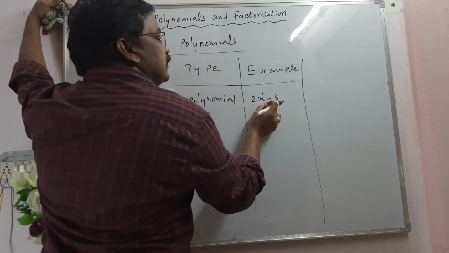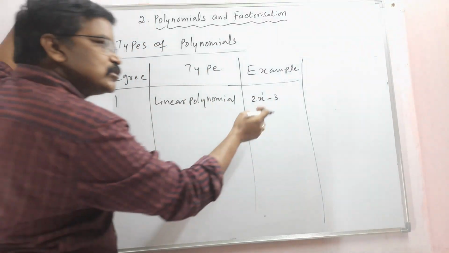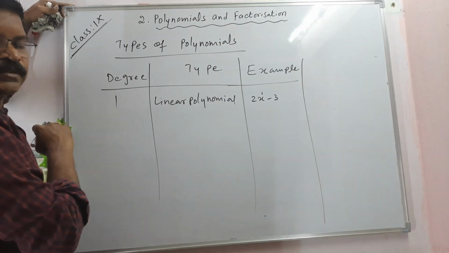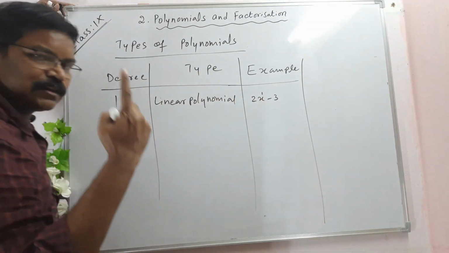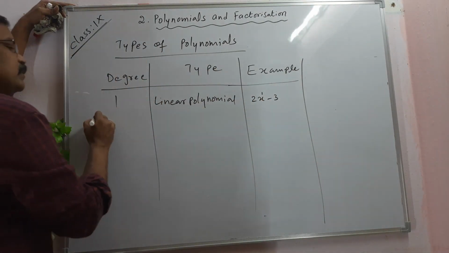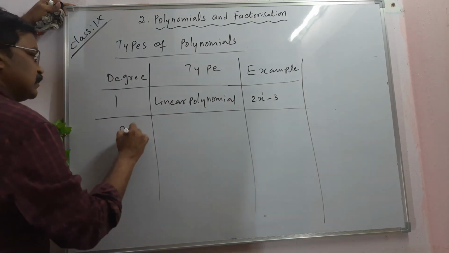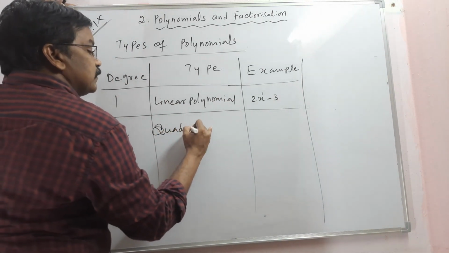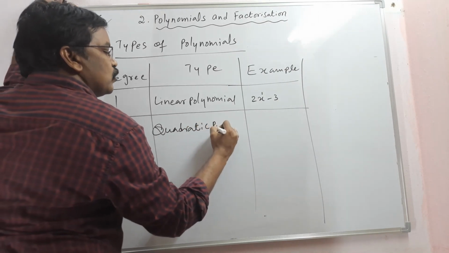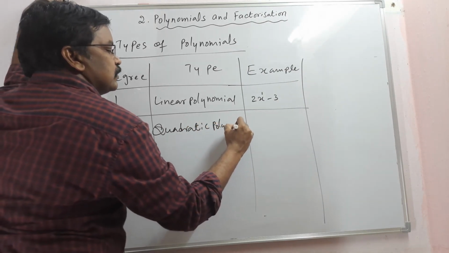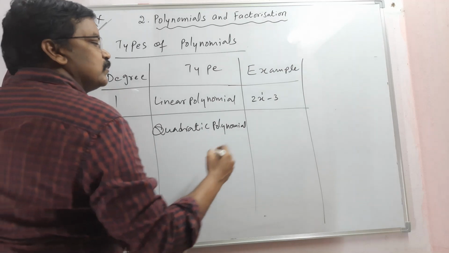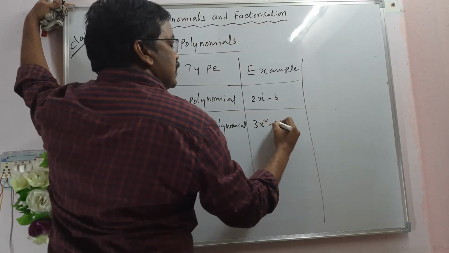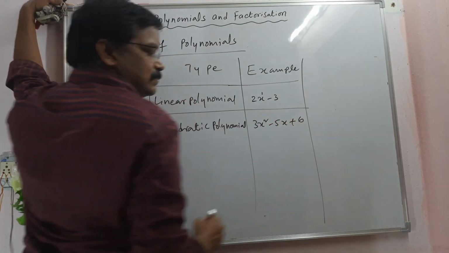What is the variable here? x. What is the coefficient of x? 2. What is the degree of this polynomial? 1. Next one is 2. If the degree is 2, it is called quadratic polynomial. You can write an example: 3x square minus 5x plus 6.